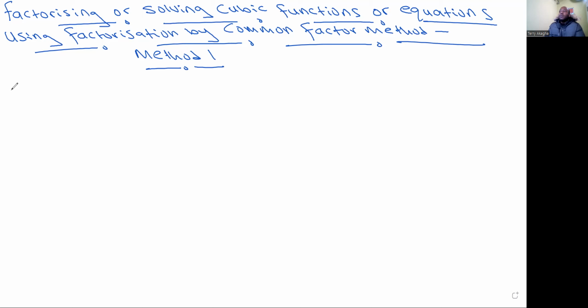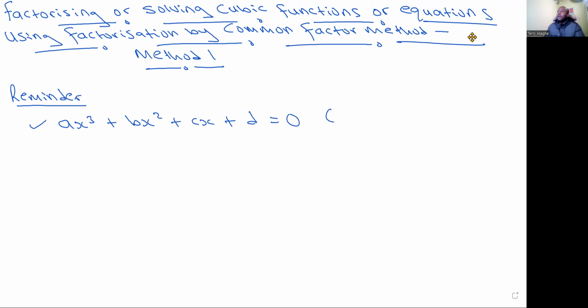All right, just a quick reminder. I told you the standard form of a cubic equation is ax cubed plus bx squared plus cx plus d is equal to 0. This is what we call the standard form for cubic functions. Now, a is the cubic coefficient, b is the quadratic coefficient, c is the linear coefficient, and d is the free term. Now, let's jump straight into this.